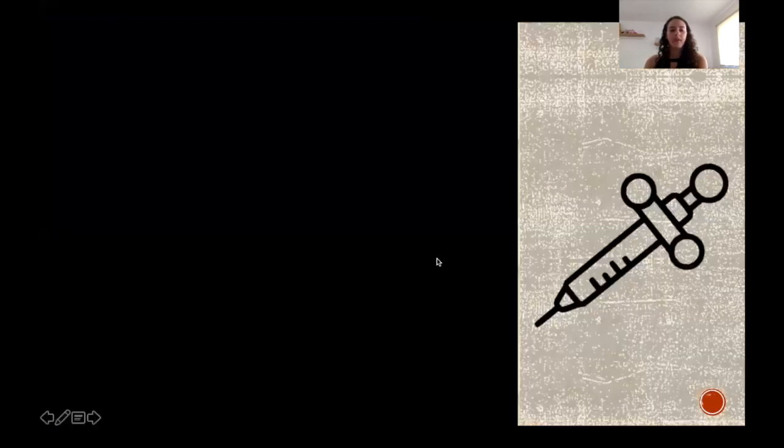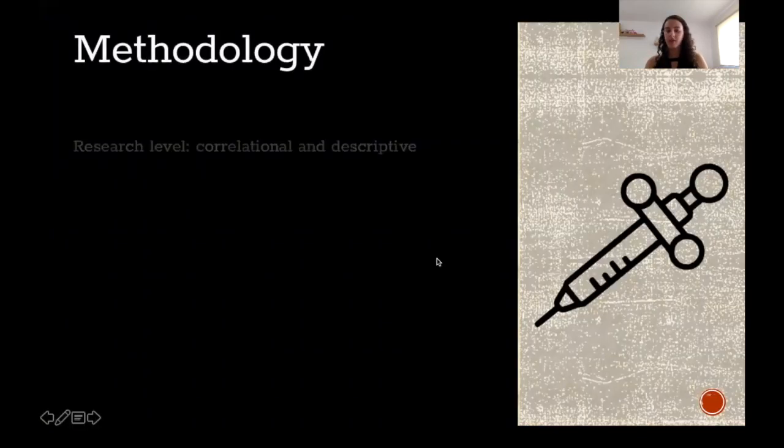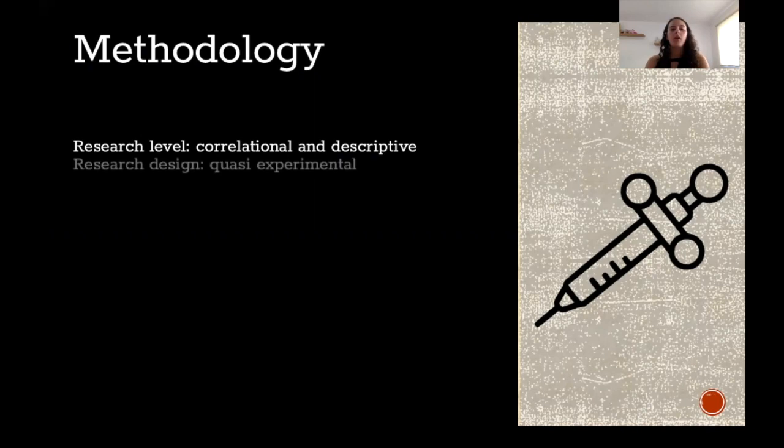Then, for the methodology, my research level was correlational and descriptive because I wanted to find the relationship between the components and the side effects, and to describe which was the worst one. Also, my research design was quasi-experimental because I used some of the information that has already been researched and studied, and I made my own study.